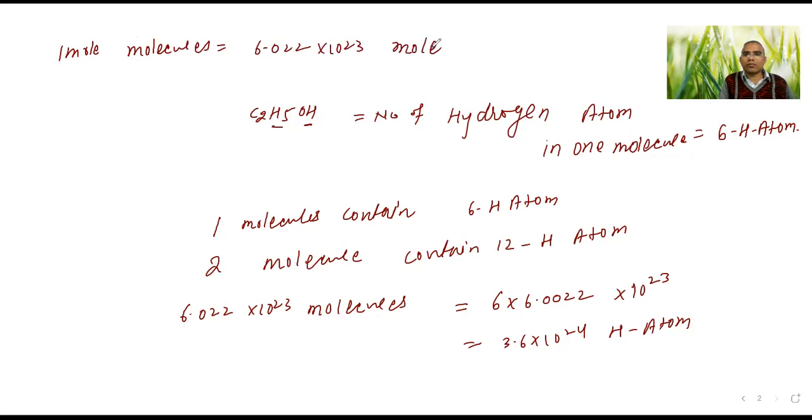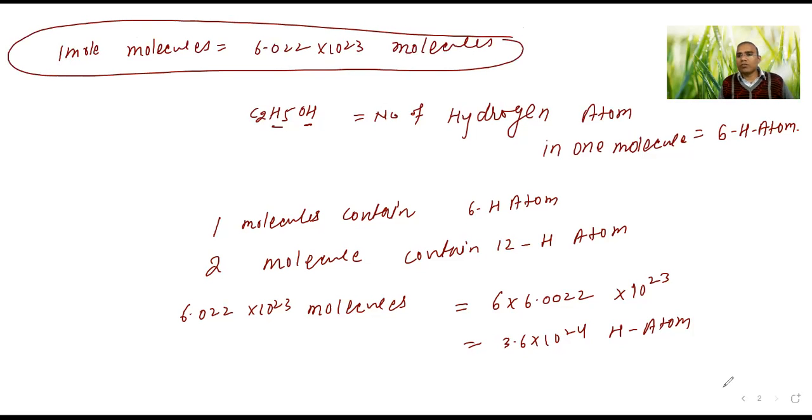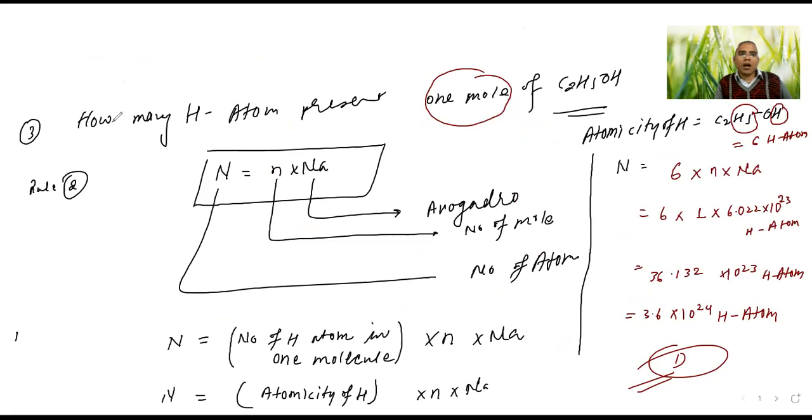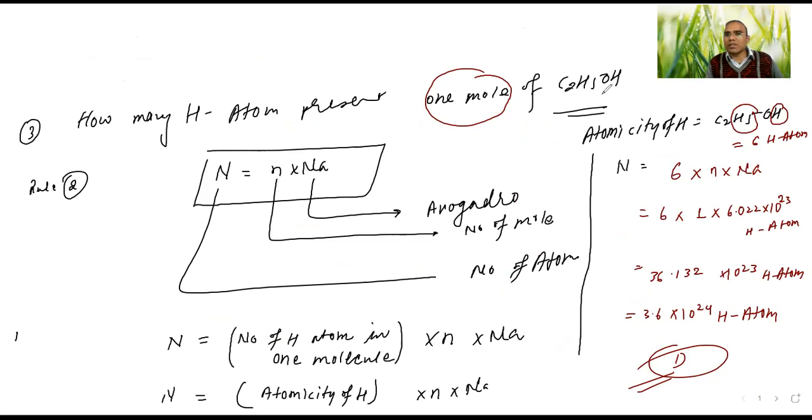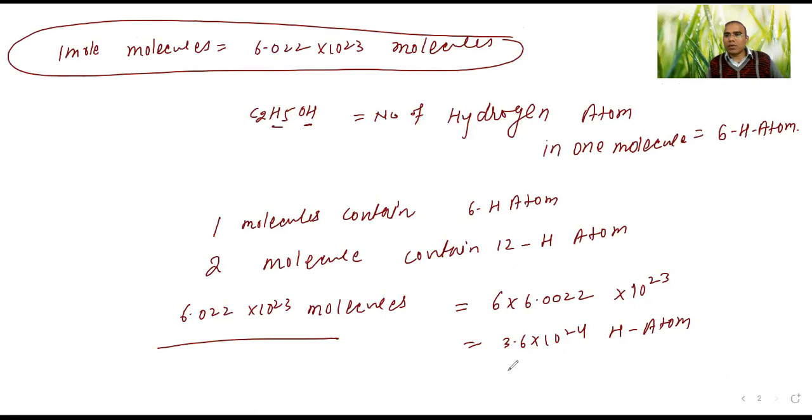Yes or no? So look at the questions, they are asking how many hydrogen atoms are present in 1 mole of C2H5OH. C2H5OH means this is the molecule only. Getting my point? So 1 mole of molecule means an Avogadro number of molecules, and Avogadro number of molecules means we simply multiply. Are you able to understand now?